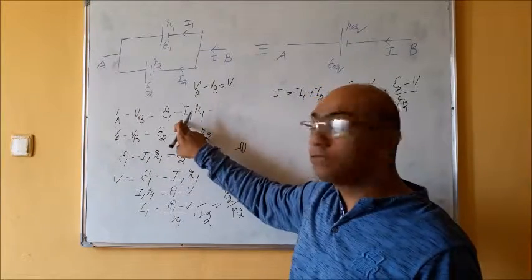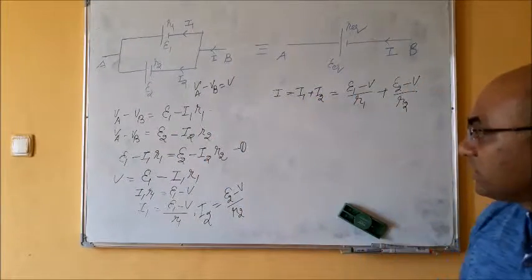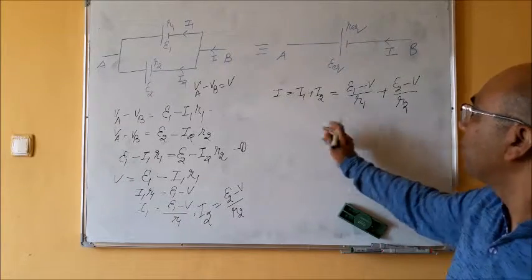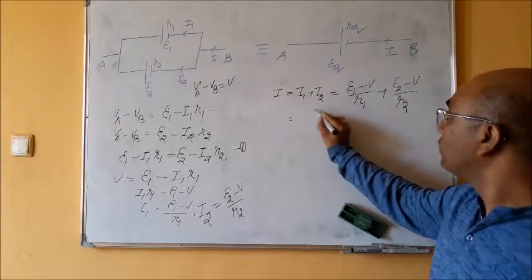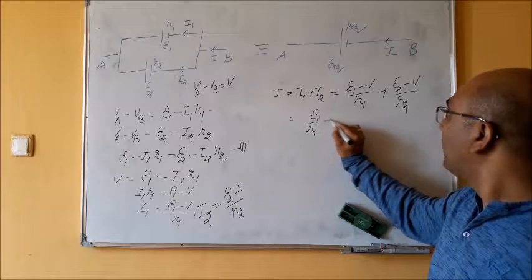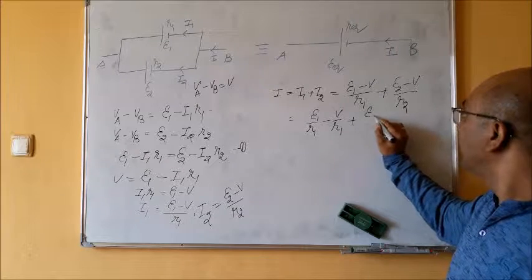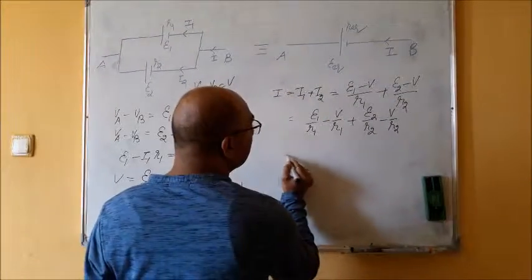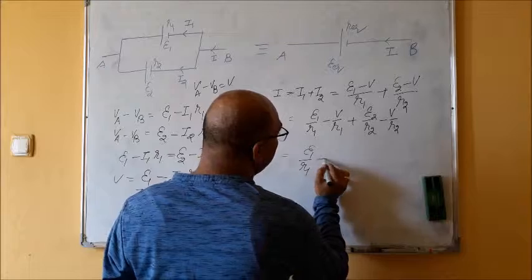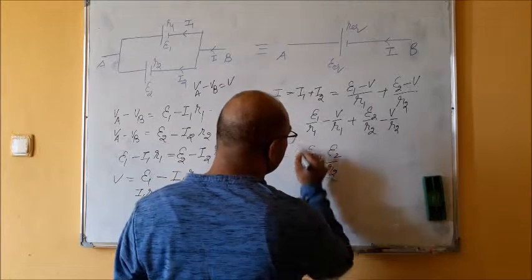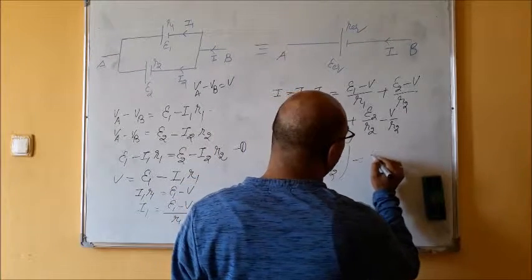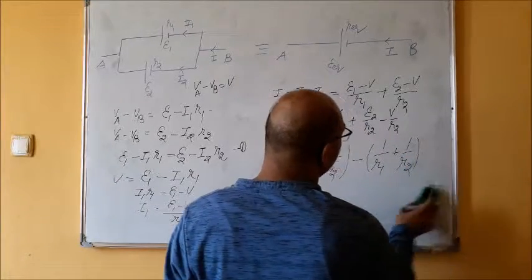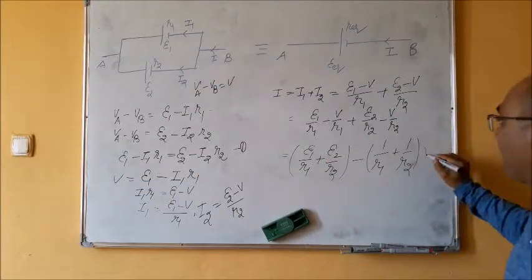So solving and getting the values of I1 from this equation, I2 from this equation, and now from this expression we know that I is given by I1 plus I2. So simply I am putting the values of I1 and I2 here. Now you solve this, so what you will get: E1 upon R1 minus V upon R1 plus E2 upon R2 minus V upon R2, right? Now again you can write like this: E1 upon R1 plus E2 upon R2, right? Minus the common factor, 1 upon R1 plus 1 upon R2, into V.